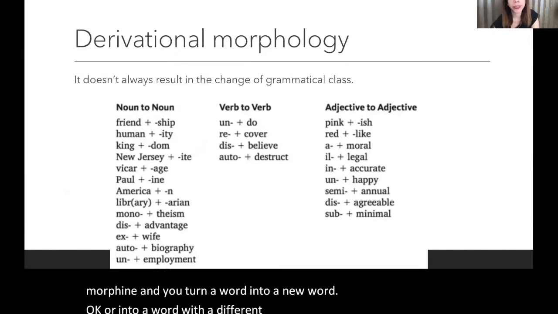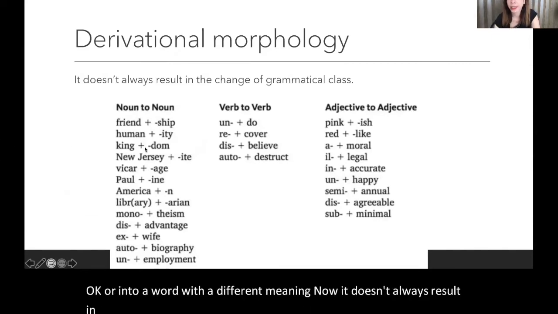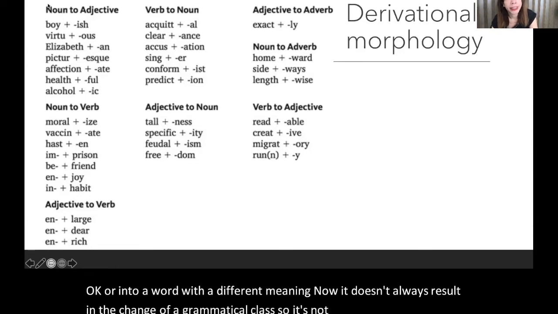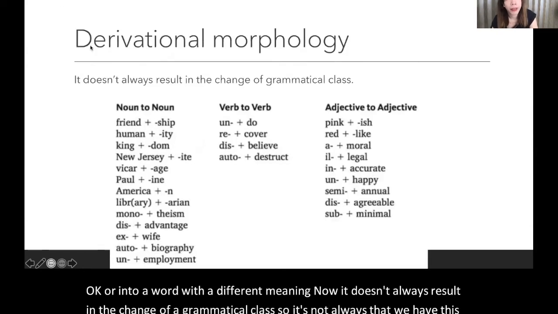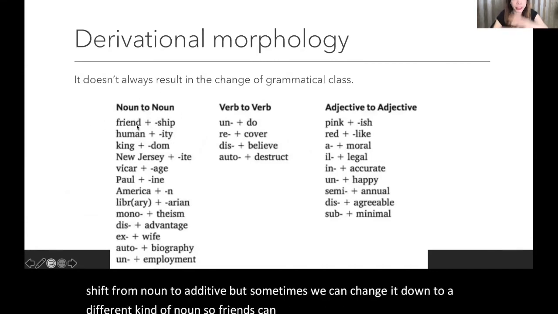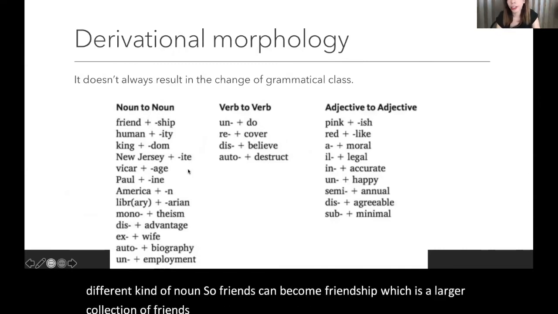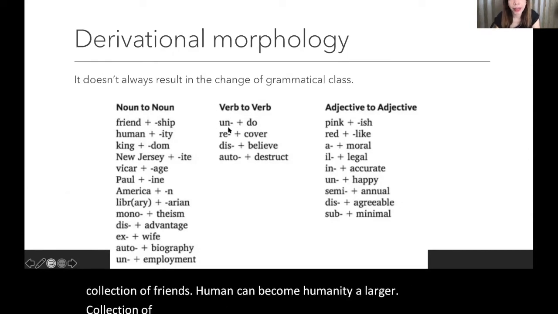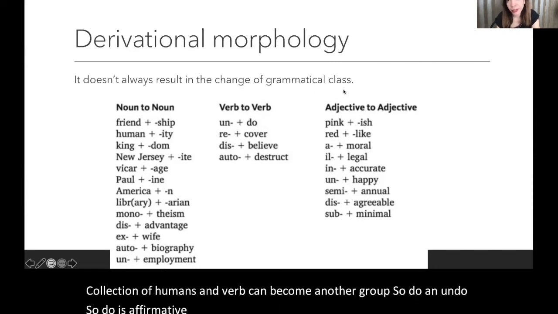Now, it doesn't always result in the change of a grammatical class. It's not always that we have this shift from noun to adjective, but sometimes we can change a noun to a different kind of noun. So friend can become friendship, which is a larger collection of friends. Human can become humanity, a larger collection of humans. And a verb can become another verb. So do and undo. Do is affirmative, undo is negative.